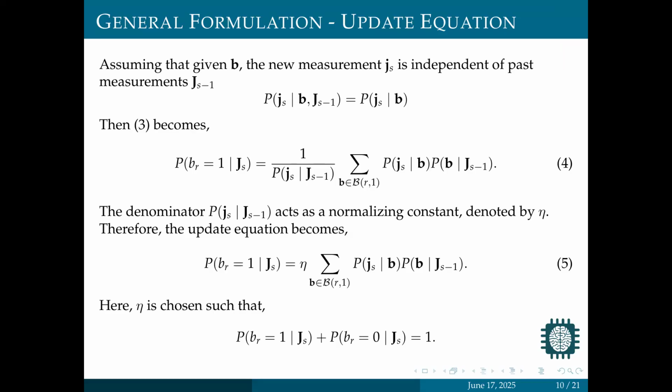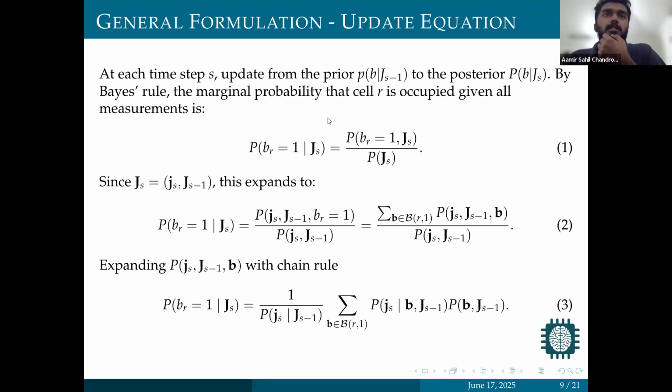First of all, I don't understand what's the difference between capital J and lowercase j. Okay, so capital J over S is what we initially had. Lowercase JS is the current measurement. So capital J is all of the previous measurements of the signal, and JS is the current measurement of the signal. Okay, and B is the measurement, right? So J is the signal, or B is the map, the actual location. Okay.